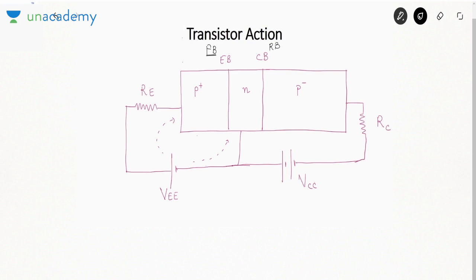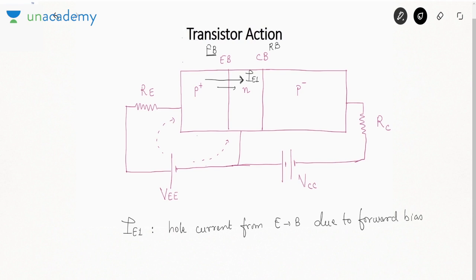Now due to forward biasing, majority carrier holes will enter from P to N and this will be written as a current IE1. So what is this IE1? IE1 is the hole current from emitter to base due to forward bias. Is it fine? So we get IE1. Now when this current IE1 is flowing, that is, holes are entering from P to N, then definitely there will be some electrons going the other way. Holes are going like this, so electrons must be going from N to P.